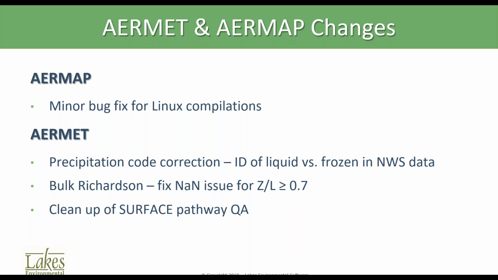a fix for a not a number issue in the Bulk-Richardson on-site pathway scheme, for specific situations of calculations where Z over L was greater than 0.7, then there would be NaN values written to the SFC and PFL output from AERMET, and that has been resolved. And then just some cleanup of the surface pathway quality assurance routines.